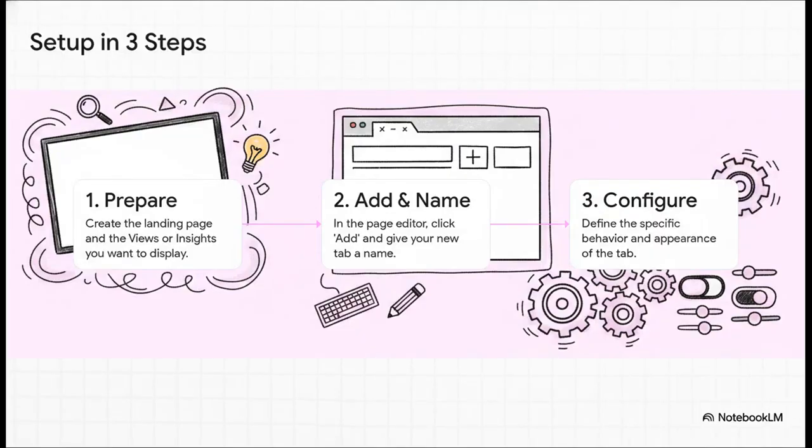It's kind of like cooking, right? First, you prepare your components. You get your ingredients together, which in this case are your landing page and the content you want to show. Step 2, you add and name your tab. In the page editor, you literally just click Add and give it a name. And finally, the fun part. You configure the details, tweaking the behavior and the look of each tab.